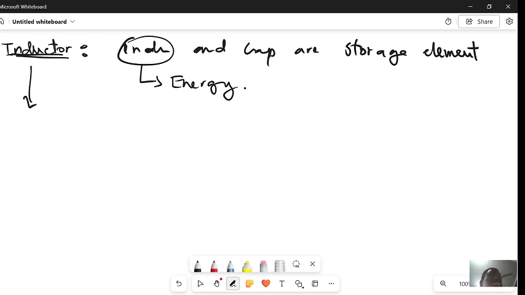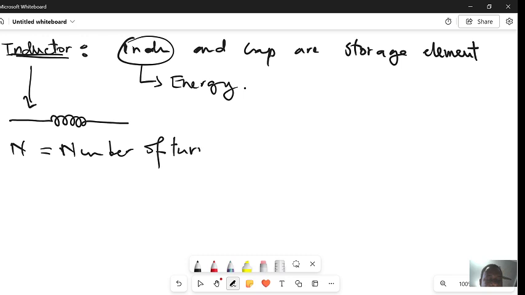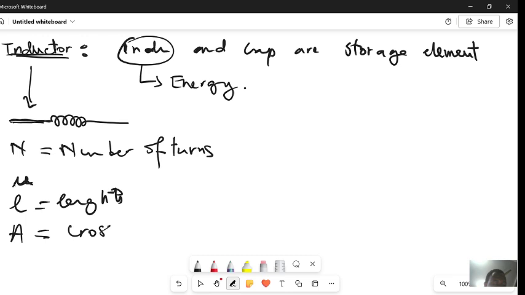When we talk about an inductor, it is a coil which is turned in a number of turns, N is the number of turns. The material that makes the coil has a permeability μ, and we have the length L, and we have the cross-sectional area which makes the coil.